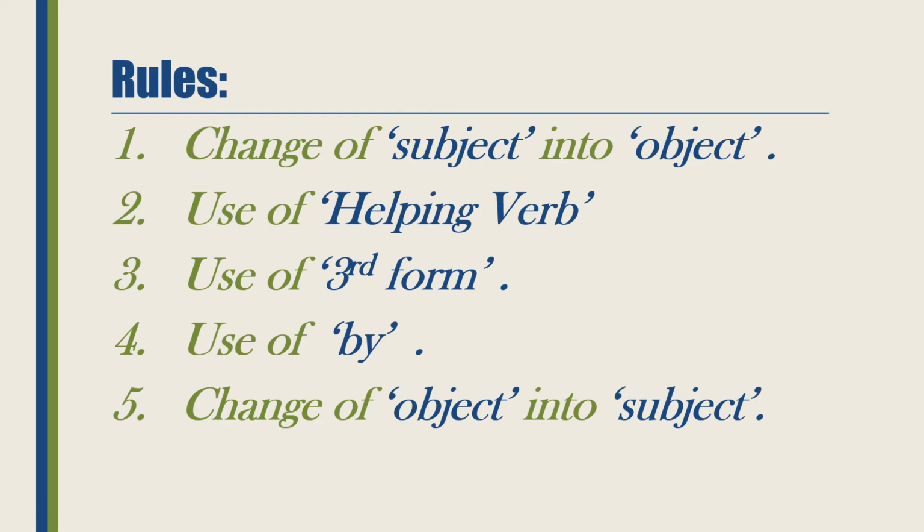Then the second one, you have to choose the helping verb according to the tense, that which helping verb you have to choose, you have to use. Then the third one is use of third form. You have to use third form always in all tenses. Then after it you have to put by. Then at the end you have to change the place of object into subject. You have to put the object at the start of the sentence.